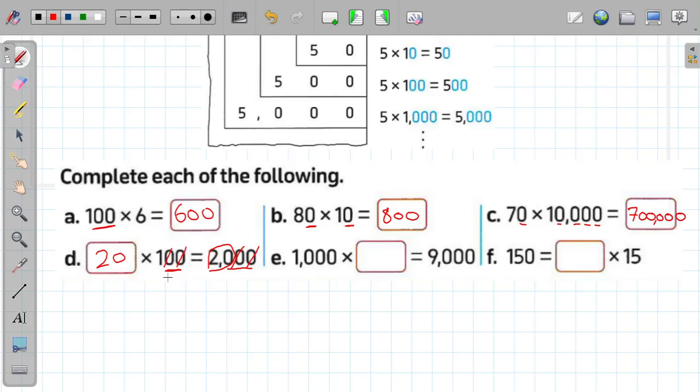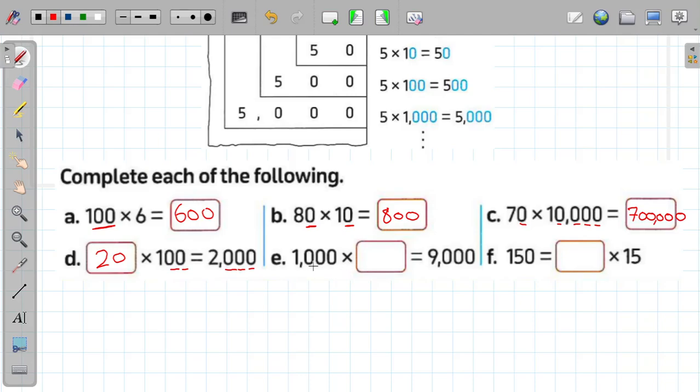Let's make sure of this. I have here 20 times 100, okay? 20 times 100, it will be 2 times 1 equals 2. And I have here one 0, and here I have 2 zeros, so the result will have 3 zeros. So 2 and 3 zeros, it will be 2000, okay?